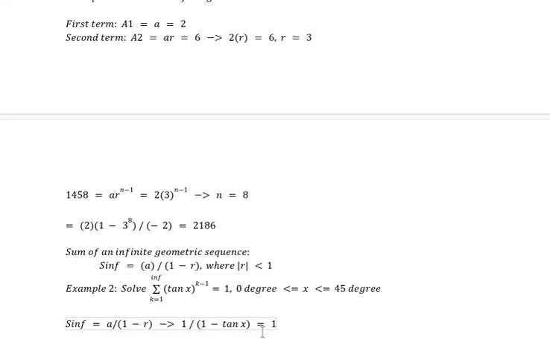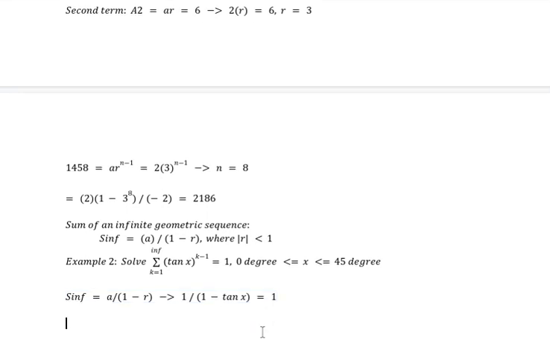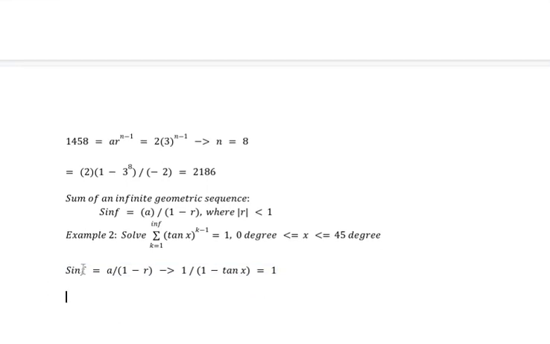Let's then talk about another example. So we're required to solve this, where we are given a restriction that 0 is less than x less than 45 degrees. So basically to solve this, we first need to set S infinity equal to a divided by 1 minus r. So it is equal to 1 divided by 1 minus 10x, which is equal to 1.